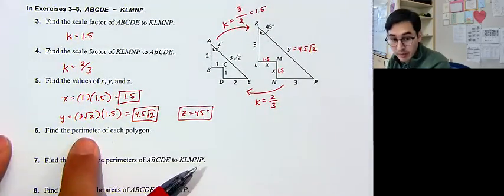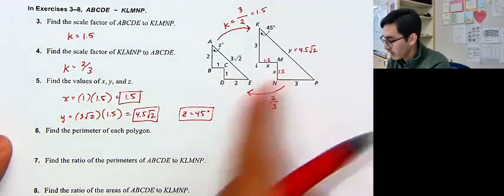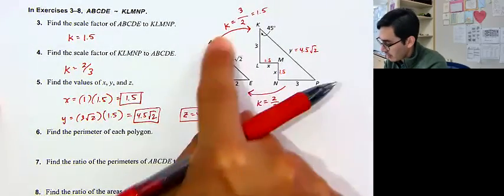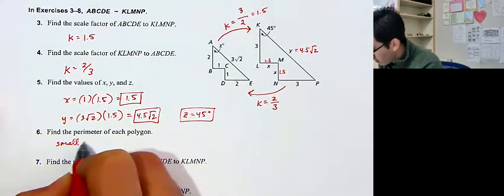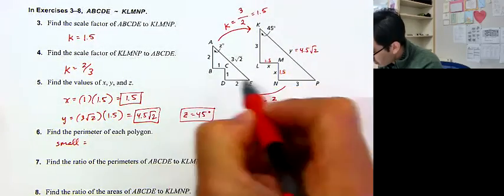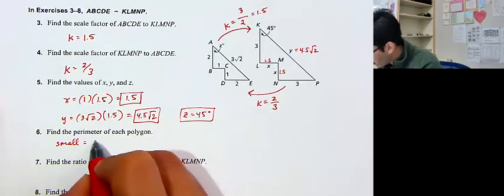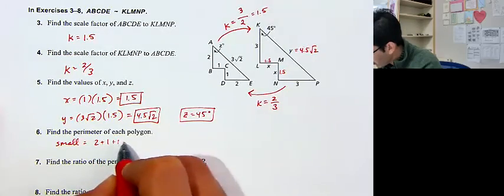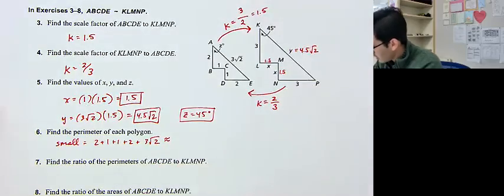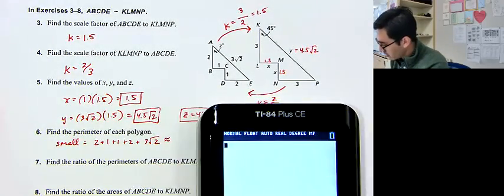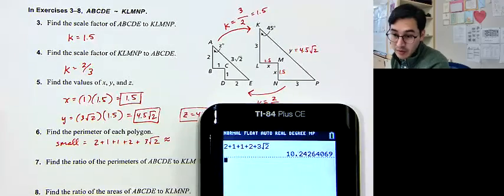Now let's go ahead and calculate the perimeter of both polygons. We're going to add up all the sides of this polygon. For the small one, it's going to be 2 plus 1 plus 1 plus 2 plus 3√2. I'll use the calculator to approximate this: 2 plus 1 plus 1 plus 2 plus 3√2. It's about 10.24.